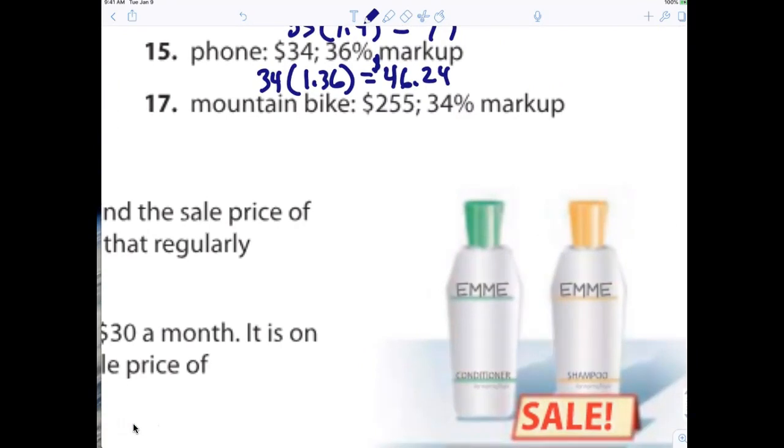Oh, it is $255 times 1.4. And that is the equivalent of $341.70.